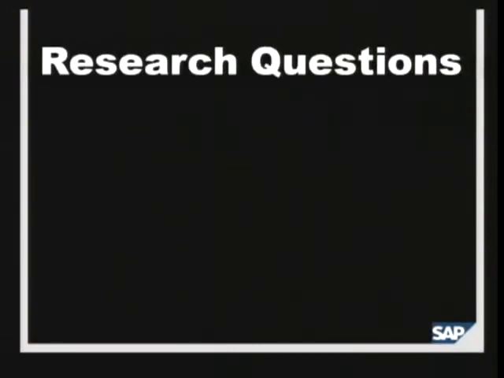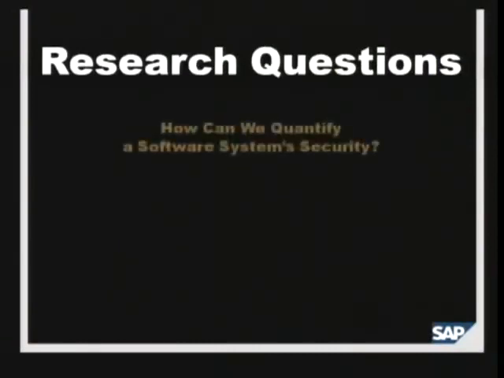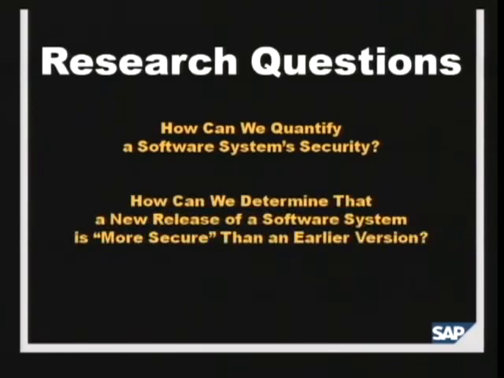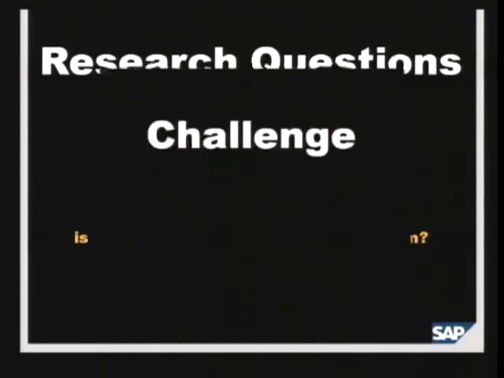So we started working on this project because we had some interesting, challenging questions almost 2 years ago. The first question was, how can we quantify a software system's security? And I think it's a difficult question, right? And another related question was, how can we determine that one release of a software system is more secure than an earlier version? How do you know that? So, it's difficult, yeah. That's why we decided to work on this.